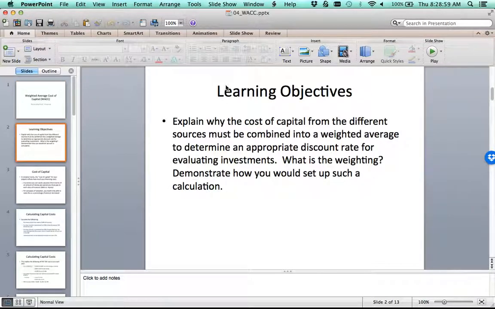So we have two learning objectives for this. The first one is that I would like you to be able to explain why the cost of capital from different sources of capital, of investment money, must be combined into a weighted average to determine the appropriate discount rate for evaluating investments. You need to be able to explain what the weighting is and how you would set up a calculation to calculate this. The key aha in here is this concept of the weighting. It's important that you understand how we are weighting things.